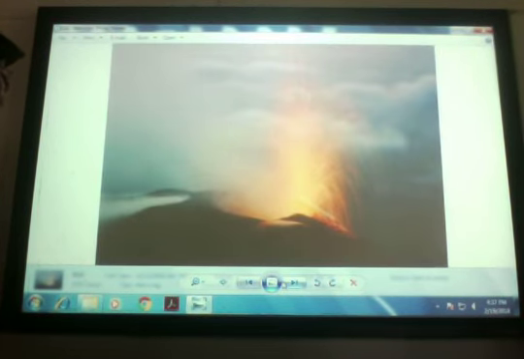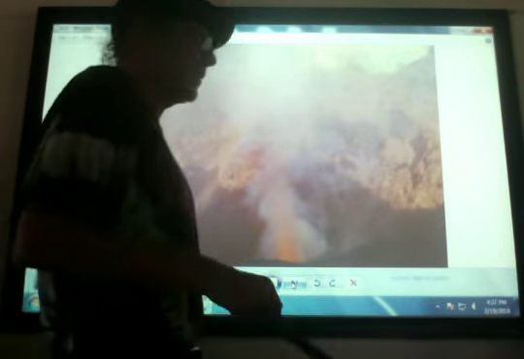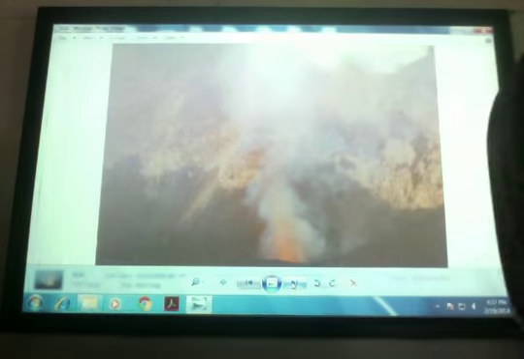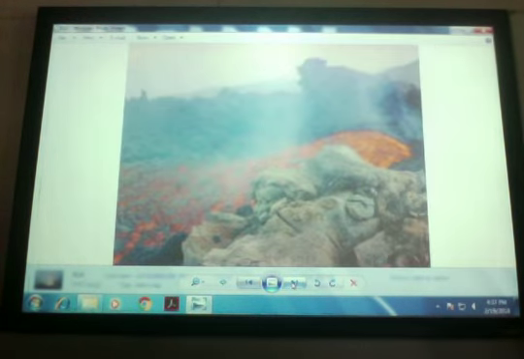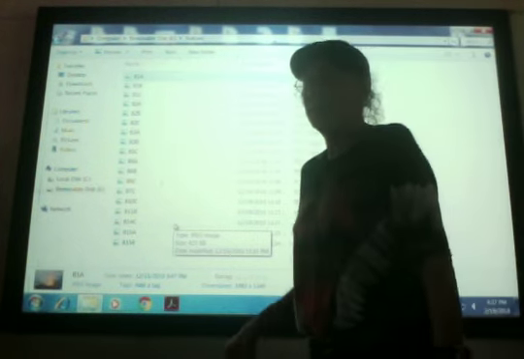So yeah, that is again Stromboli by night, and the Etna while it was erupting. Yes, and we already had this slide. So then we are done for today.